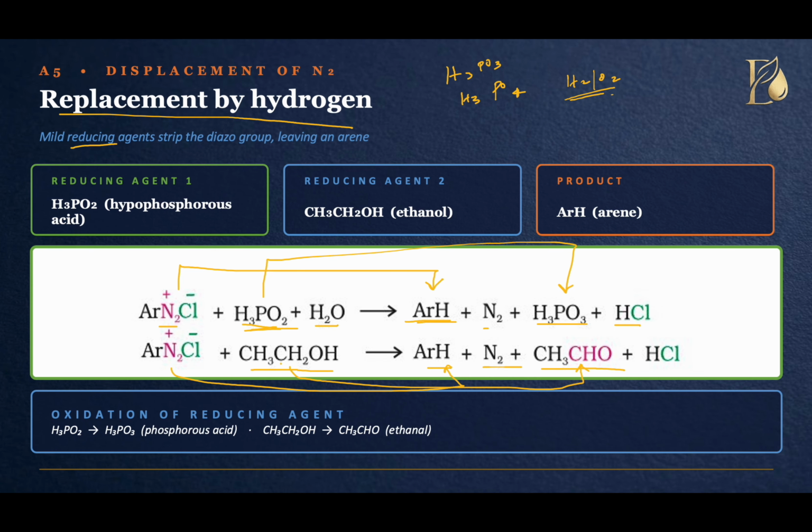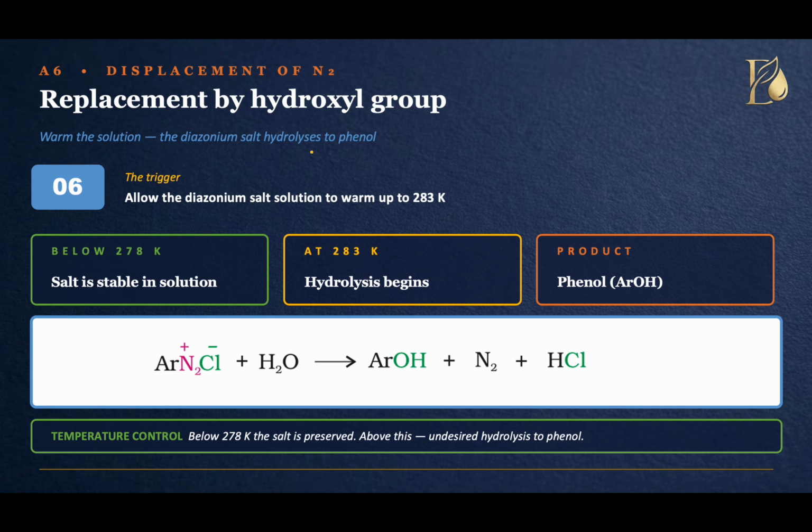Another important reaction is the formation of phenol from diazonium salts. When the diazonium salt solution is warmed slightly above 278 Kelvin, it undergoes hydrolysis and the diazo group is replaced by a hydroxyl group, OH group. We can look at this reaction. The diazonium chloride is hydrolyzed just by heating. The hydroxyl group is introduced to the aromatic compound, so you will get the phenol.